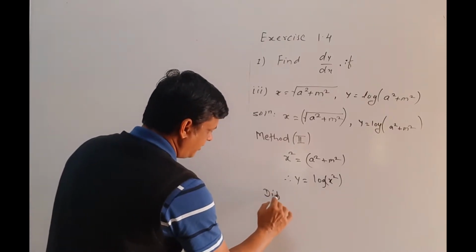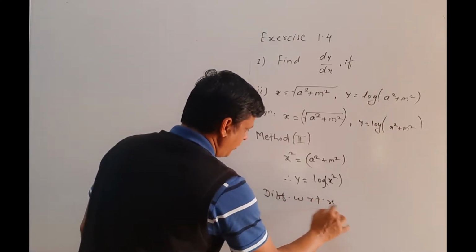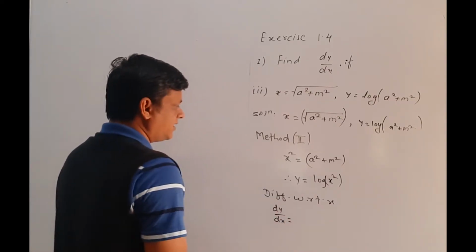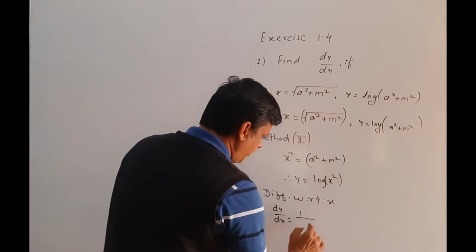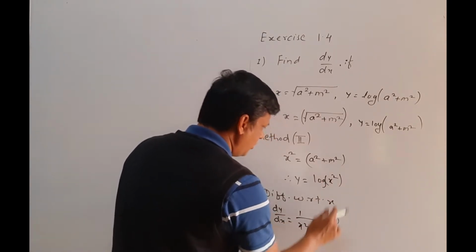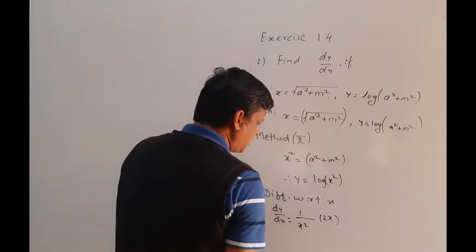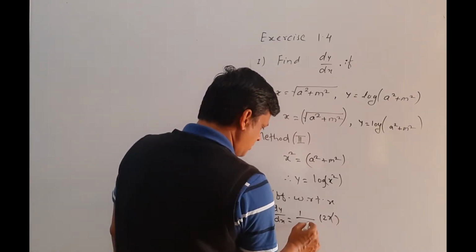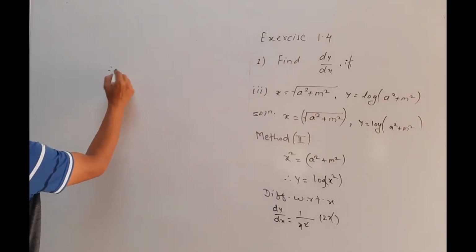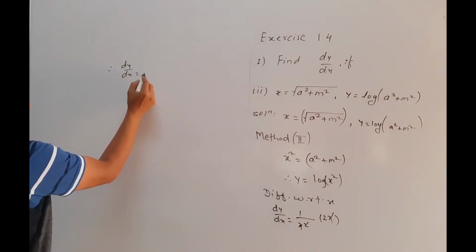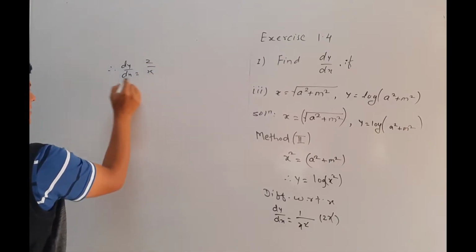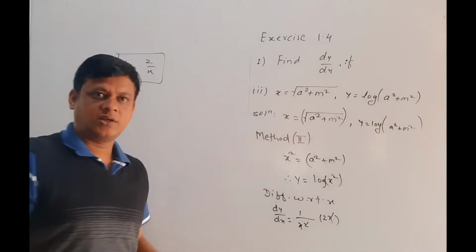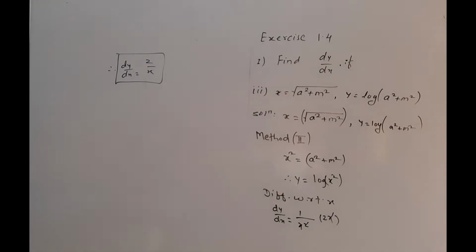So differentiate with respect to x. The derivative of y with respect to x is dy by dx. The derivative of log gives 1 upon x square into the derivative of x square, which is twice x. So here one x gets cancelled with this x. So we write here, therefore dy by dx is equal to 2 by x. So this is easier than the first method.